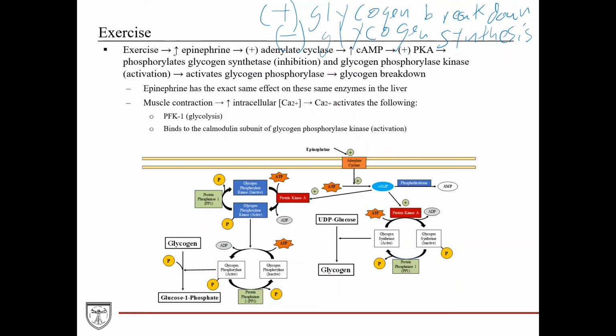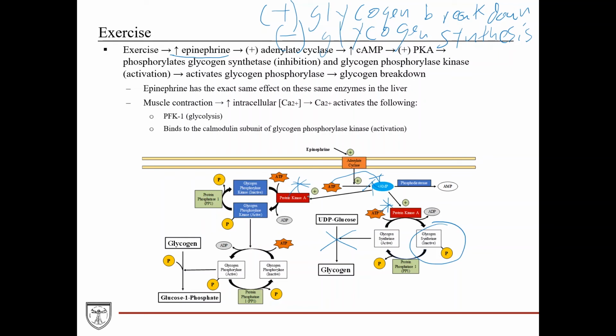So during exercise, you have increased epinephrine, increased adrenaline, that makes sense. And epinephrine stimulates adenylate cyclase, which is then, as you've talked about, going to stimulate the synthesis of cyclic AMP, which is then going to activate protein kinase A, which we've talked about before. So briefly again, protein kinase A is going to phosphorylate glycogen synthetase and inactivate it, thus inactivating glycogen synthesis. That's in line with our end goal.